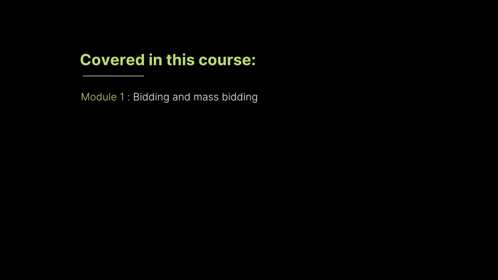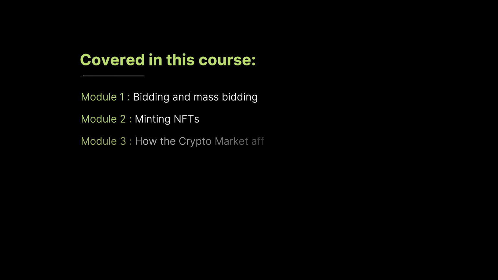This course is broken down into 5 modules. First, we'll cover bidding and mass bidding. In this module, you will learn how to take a small profit but consistently by buying NFTs below the floor price. In the next module, we'll learn everything about NFT minting, how it works, and how you can mint from contract. Module 3 will look at the crypto market and how it affects the NFTs.